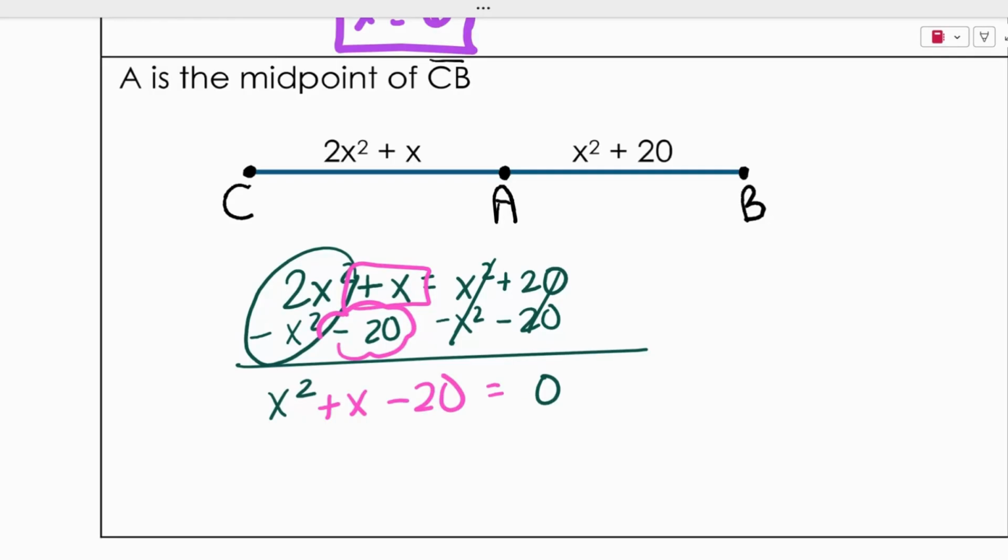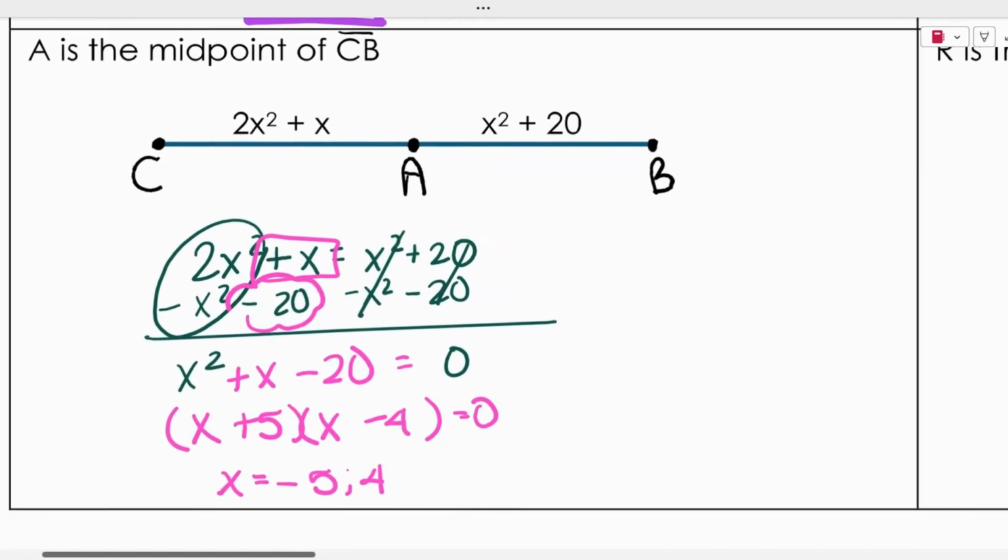And so I'm looking for the factors of 20 that are 1 away from each other. It's not going to be 1 and 20. It's going to be 5 and 4. Now, I'm going to set this equal to 0 and solve for x. So I'm going to get two possible answers. X could equal -5 or x could equal +4.